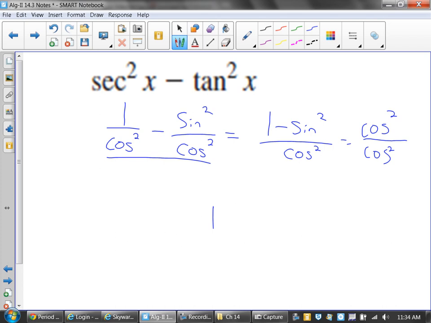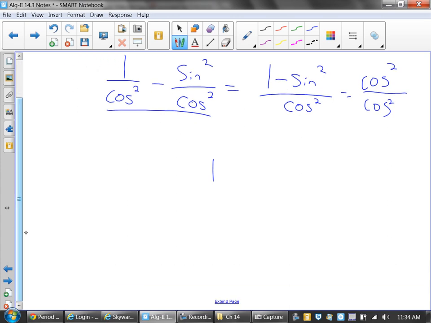There are 2 ways to do this problem. What is secant squared in terms of a Pythagorean identity? Not 1 over cosine, the Pythagorean identity. So you could have done it the other way: secant squared is tangent squared plus 1, so tangent squared plus 1 minus tangent squared. What do you get? There's more than one way to do these.